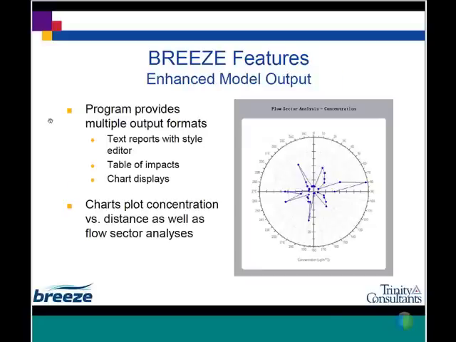We also have enhanced model output that you would not normally get from the EPA's AERSCREEN program. We have multiple output formats available once a project is run. For example, the text reports, which have style editors, so you can change the font, change the color, select different regions. We also have a table of impacts, which is sortable by column, so you can see each of the receptors where AERSCREEN was calculating concentrations. It'll tell you where at that receptor it generated the maximum concentration, for example, if you had different seasonal or sector combinations.